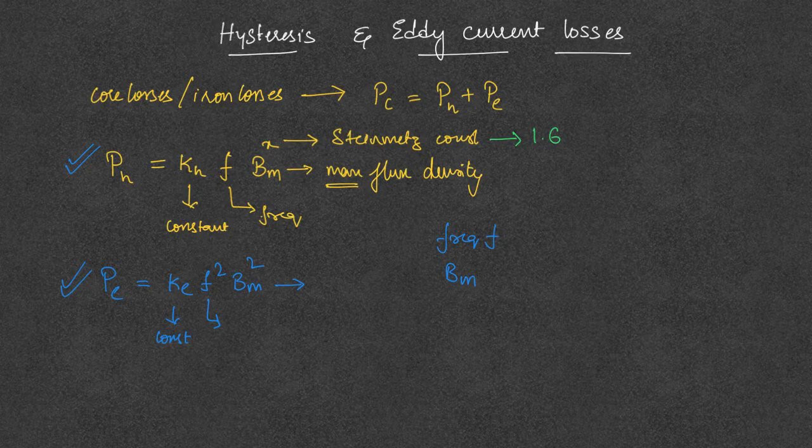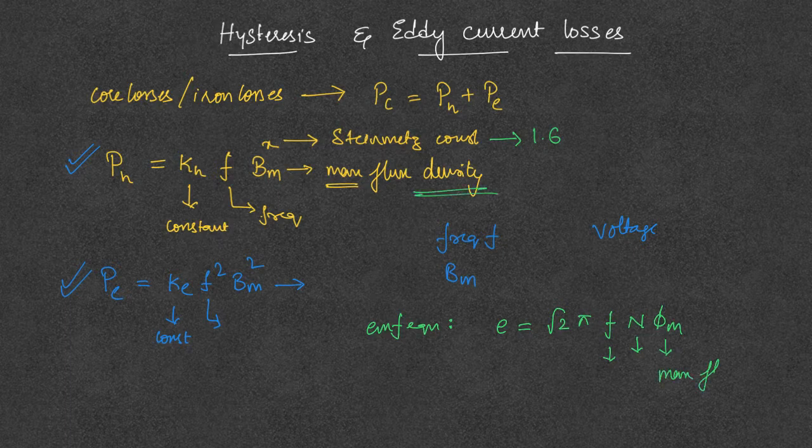Now we want to express in terms of the voltage. So in order to express in terms of voltage, we have to use the EMF equation, which is E equal to root 2 pi F into N phi M. Here F is the frequency, N is the number of turns of the winding, and phi M is the maximum flux. Bm is the maximum flux density, while phi M is the maximum flux.